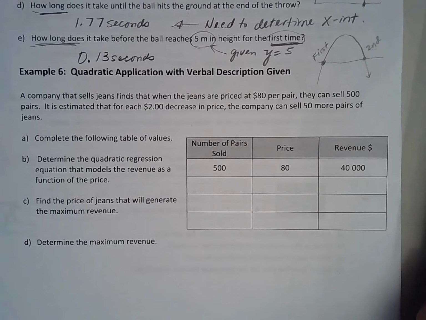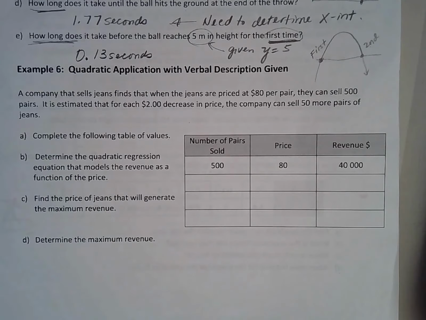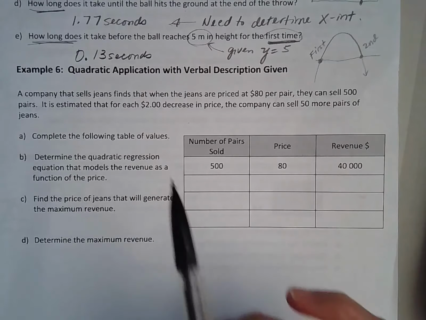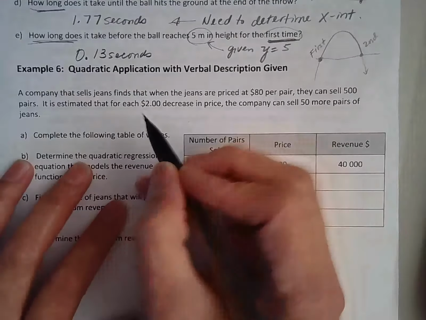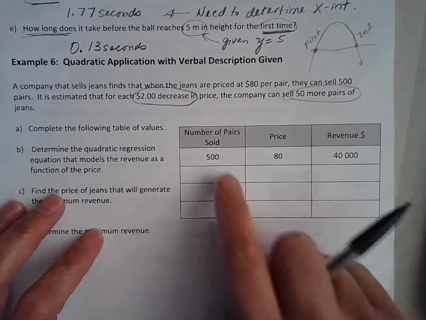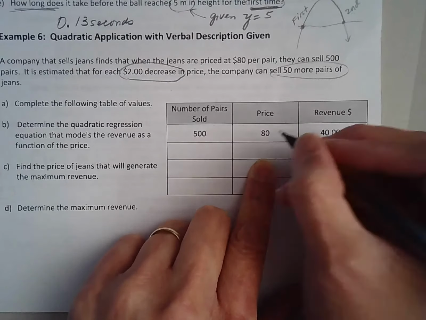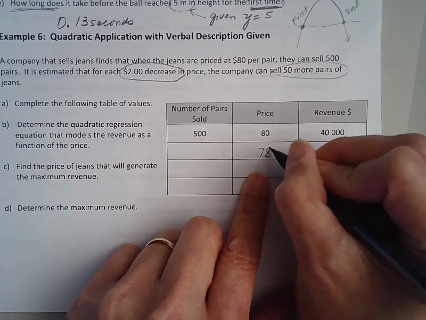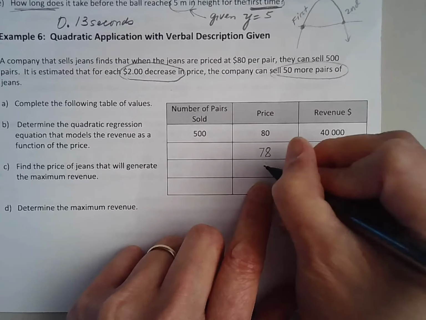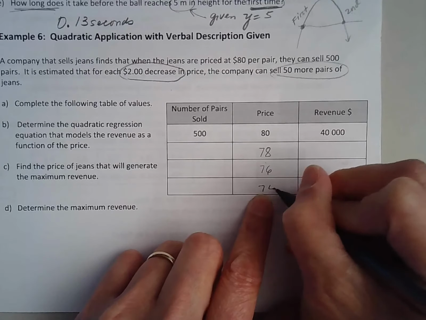It's okay. Good. Okay, let's go to example 6. Sadie, thank you. Okay, let's read this again. So a company here, they can sell 500 pairs. They estimate that for a $2 decrease in price, they can sell 50 more. So start off with the price. A $2 decrease is gonna be 78, right? Another $2 decrease, it's gonna give us 76. And then another $2 decrease, it's gonna be 74.